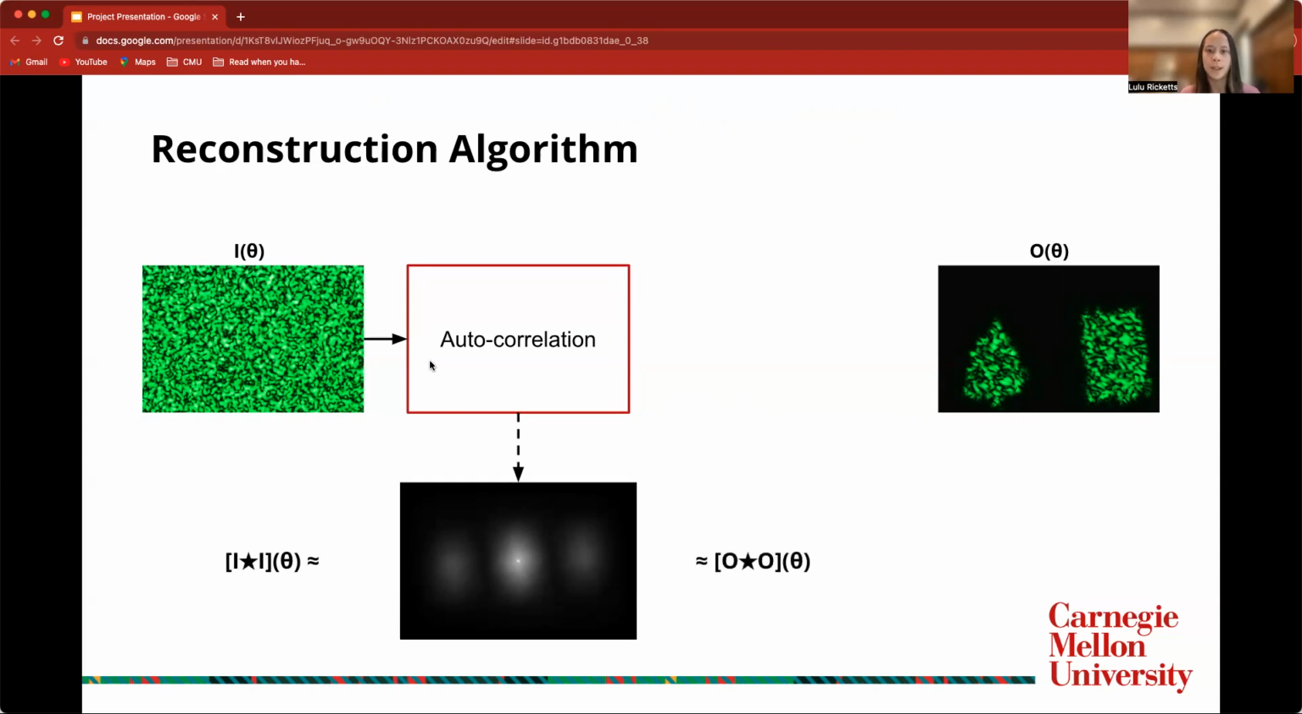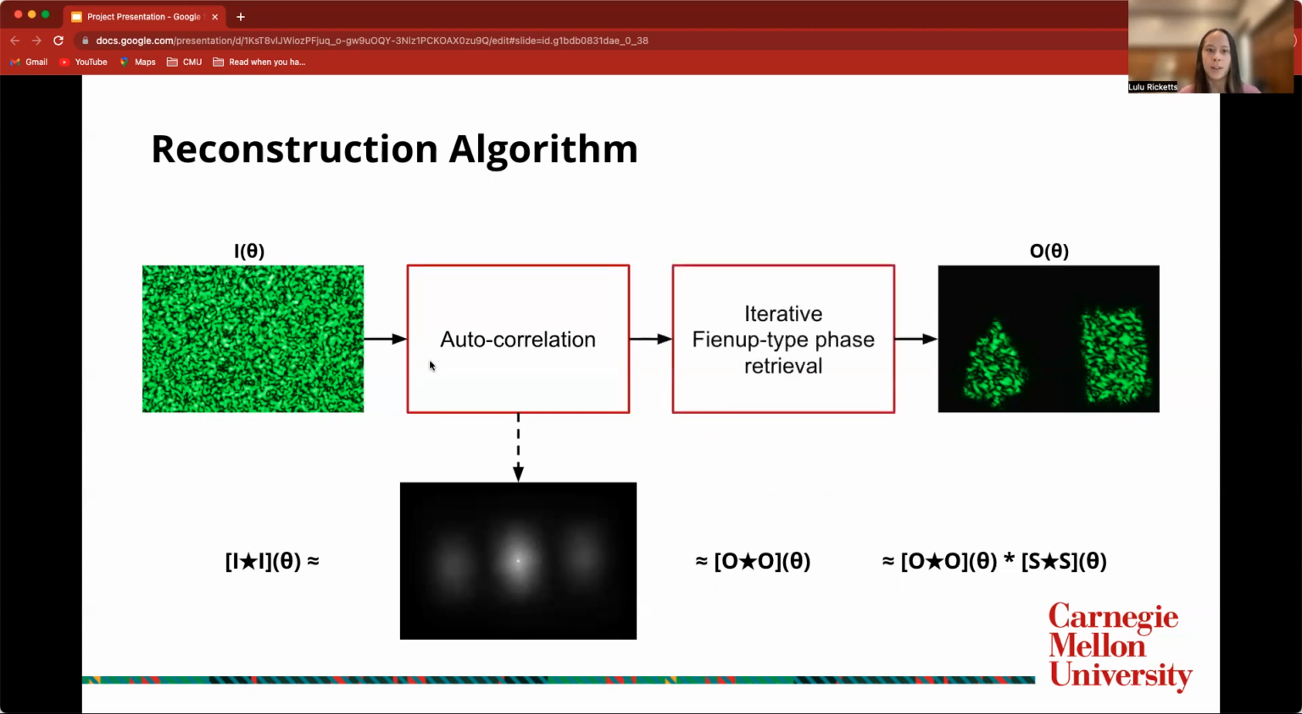Here I say approximately equal because the right-hand side is actually missing a part of the equation, which is S(θ), representing the speckle intensity pattern. However, the speckle intensity pattern's autocorrelation is a sharply peaked function that when it's convolved with the object intensity O(θ), it outputs approximately O(θ).